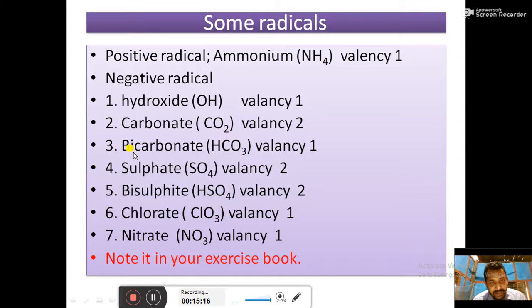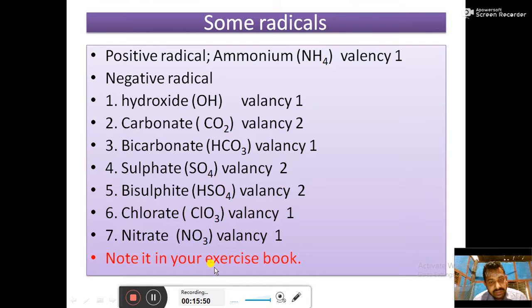If they say bi, then you should add one hydrogen at the top. Similarly, sulphate, here is bisulphate. It should be sulphate, SO4, which is a simple mistake, and HSO4. So valency also decreases when you include the bi over here. Valency 2, valency 1, valency 2. This valency should be 1, that is a mistake. Chlorate ClO3, valency 1. I don't have a pen right now, so I could not fix this. Nitrate NO3, valency is 1.